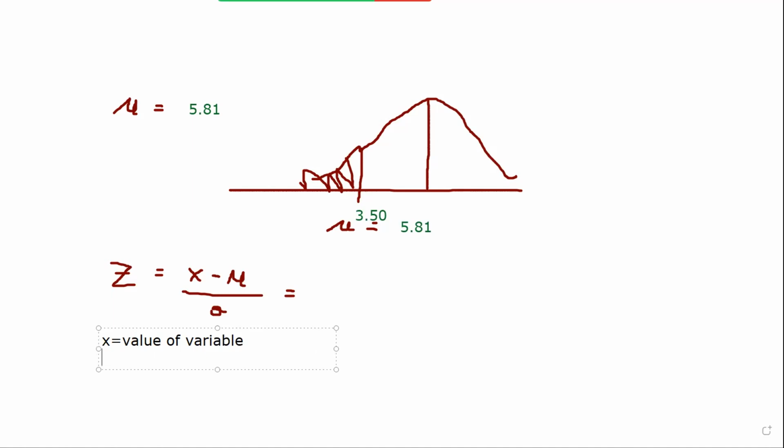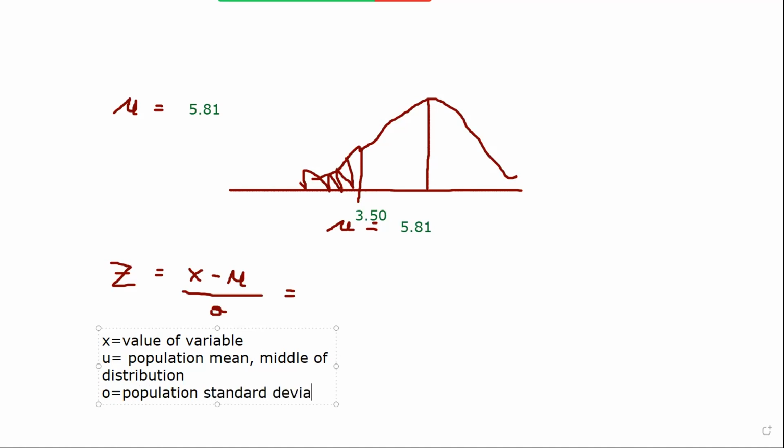Mu is my population mean, in the middle of the distribution. And sigma, which I'm going to write as O on here because I don't have the symbol. Sigma is my population standard deviation. Okay. Those are my values. So I need X, I need mu, and I need sigma.